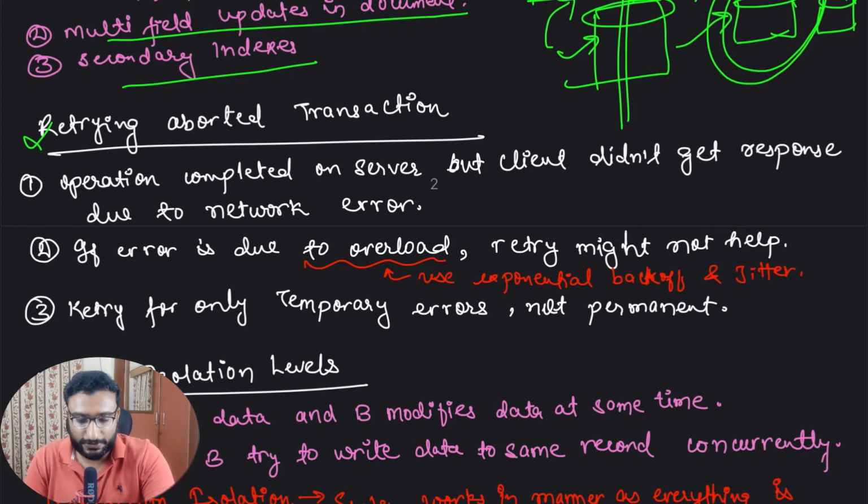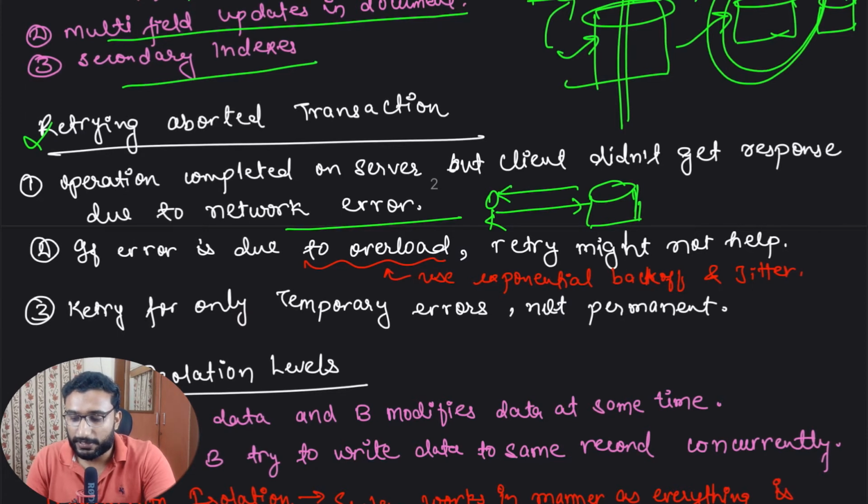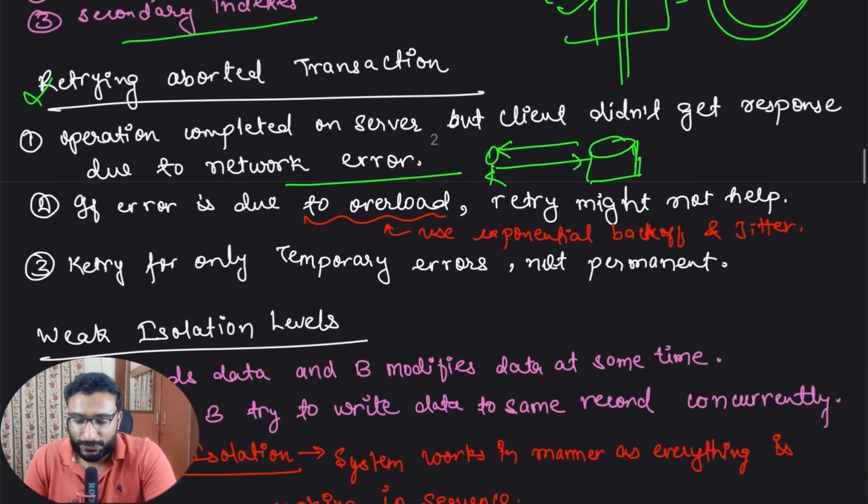what are the possible scenarios? The operation is completed on the server but the client didn't get a response due to a network error. Let's say this is my database, and a user wrote a write query. The operation completed on the server, but it was not able to send the response back, due to some network issue, or something happened on the user's end. So that can be one possible scenario.